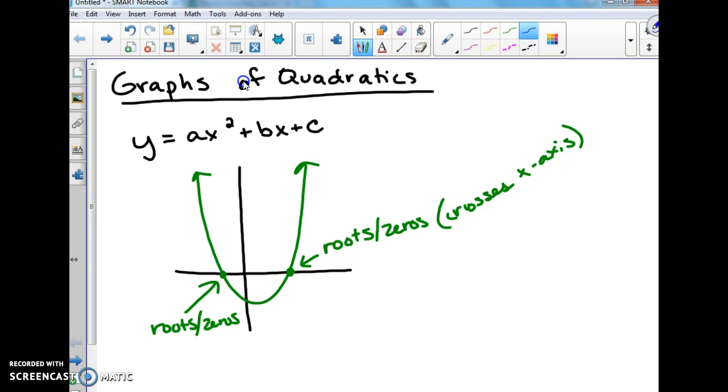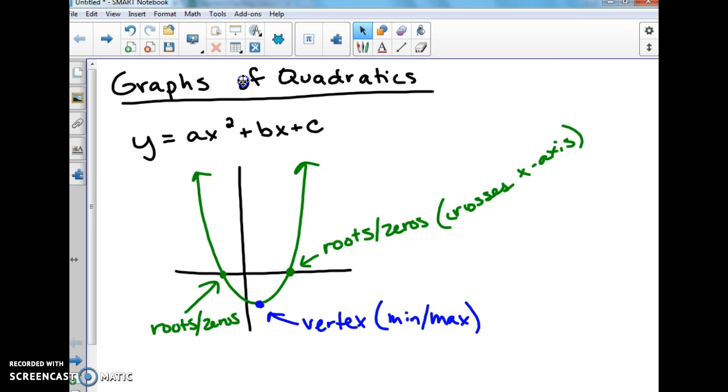Then we have our vertex. Our vertex is our minimum or maximum, depending upon whether your graph is upside down or right side up. It just depends. So like I said, if you were to have an equation in that form of y equals ax squared plus bx plus c, you could find that information. However, I'm going to show you a different way to write it in order to get a better idea of where that vertex would move.